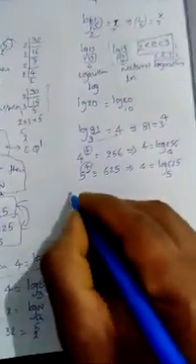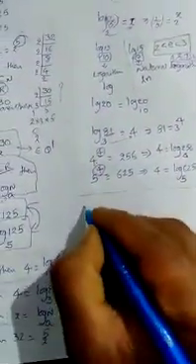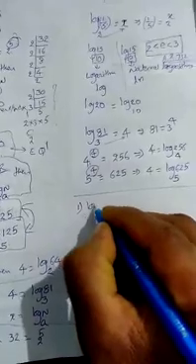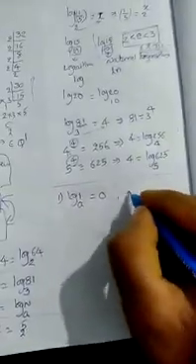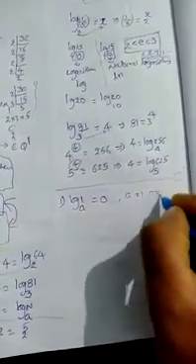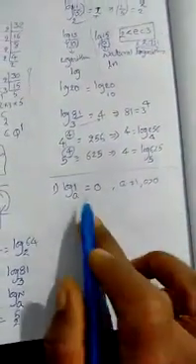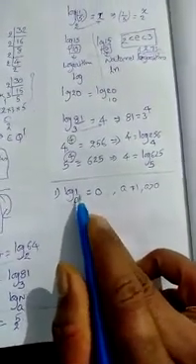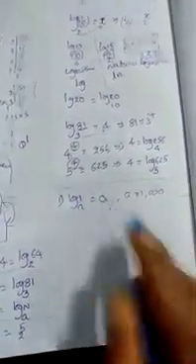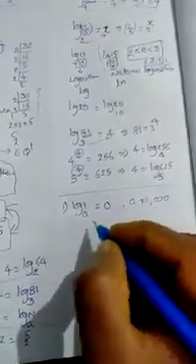Now we have 4 formulas. First formula: log 1 base a equals 0, where a is not equal to 1 and a is greater than 0. This is always the condition. That means the logarithmic value of 1 with any base equals 0. So observe here whether it is right or wrong.